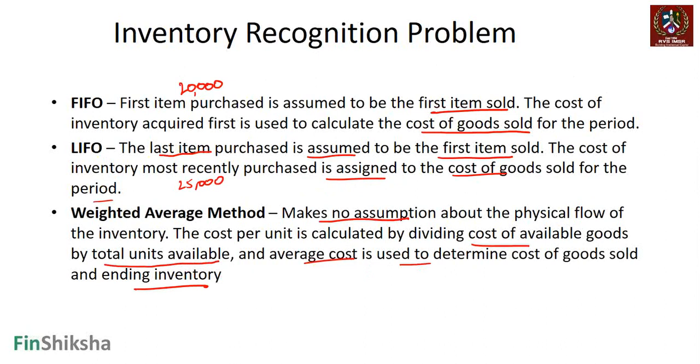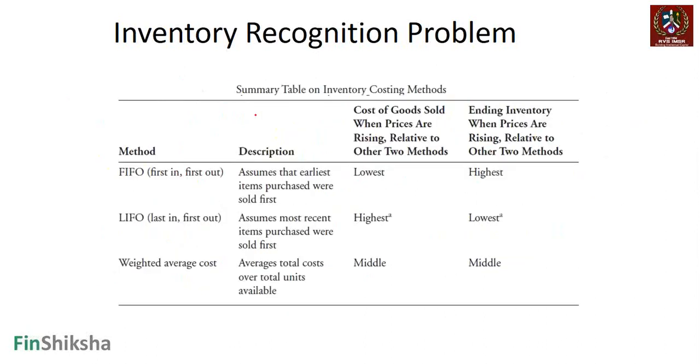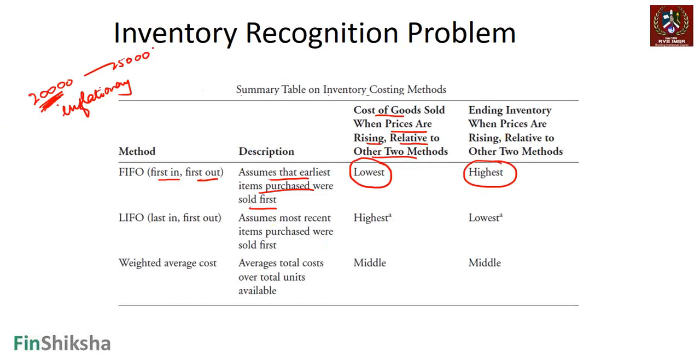And you will realize that in a period where, so let's outline that. FIFO is first in, first out. It assumes that the earliest items purchased were sold first. When prices are rising relative to the two other methods, so in our example, 20,000 was going up to 25,000, so this is prices are rising, or you have an inflationary period, correct? That's when raw material prices are going up. Then cost of goods sold will be lowest under the FIFO method, because if prices are rising, you are using the lowest price for cost of goods sold. Also, ending inventory value when prices are rising will be highest, because you are left with the last inventory when the prices are rising in FIFO.